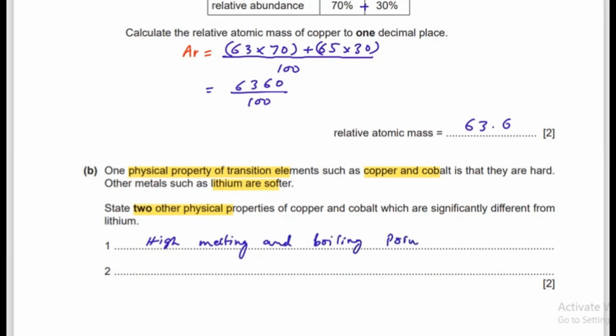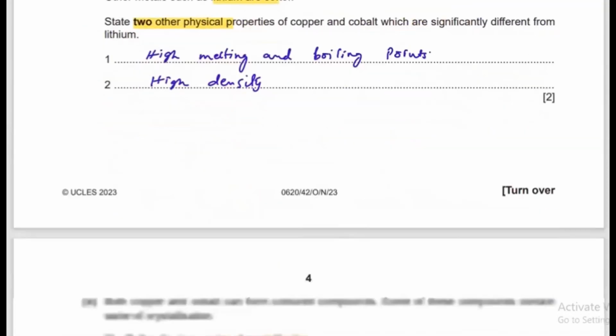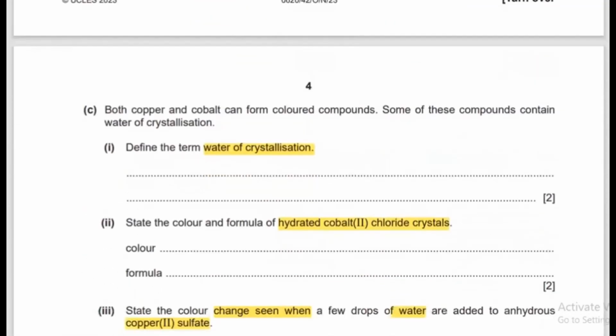Or you can also say that they have high melting points as compared to group 1, and they have high densities as well. And the third property is conductivity. You can also say that both the elements are conductors, but this property, hardness: transition metals are hard and group 1 metals are soft. So this is the difference between the physical properties of transition metals and group 1 elements.